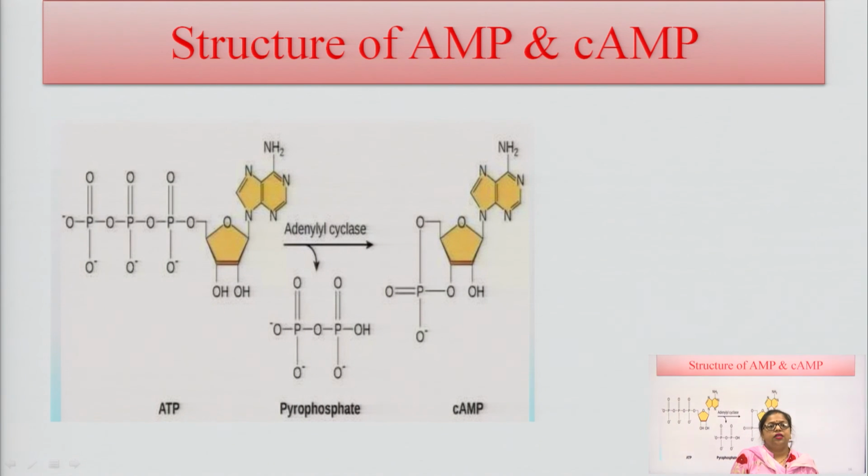And this is the general structure of AMP and cAMP. This is the general structure of ATP, and when ATP reacts with adenyl cyclase, there is a release of pyrophosphate from this ATP, and cAMP, cyclic adenosine monophosphate, is formed. There is a formation of a cyclic bond here, and that gives cyclic AMP.